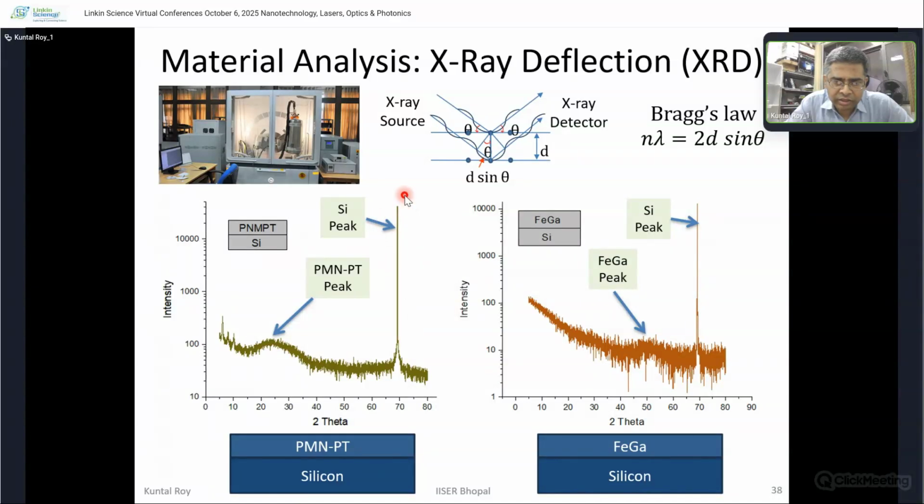Silicon is crystalline, that's why we get a very nice peak in both cases. But iron gallium and PMN-PT are sputter deposited, and they are more like polycrystalline. So that's why we are getting a very broad and also noisy peak. But it shows that some materials have been deposited.